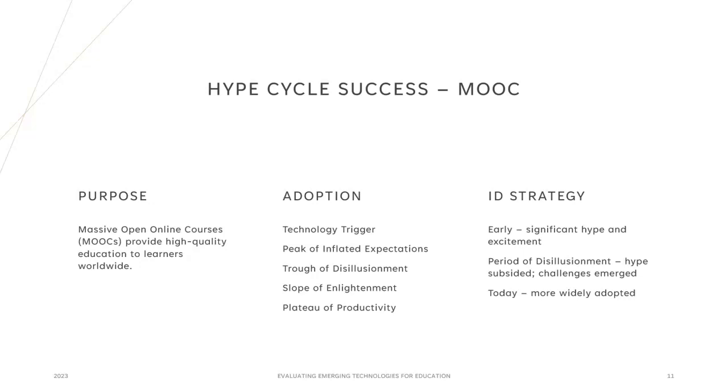So, what is the ID strategy that helped MOOCs become a successful technology in instructional design? Early on, there was significant hype and excitement. During the period of disillusionment, the hype subsided and challenges emerged. But today, MOOCs are much more widely adopted. So it's gone through the entire cycle to the plateau of productivity.